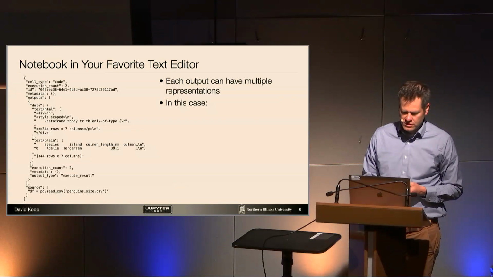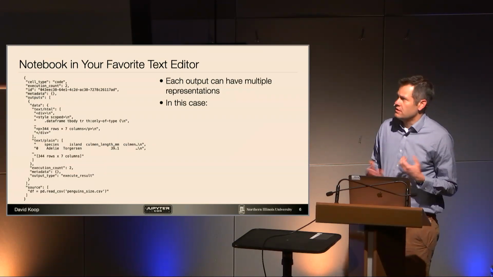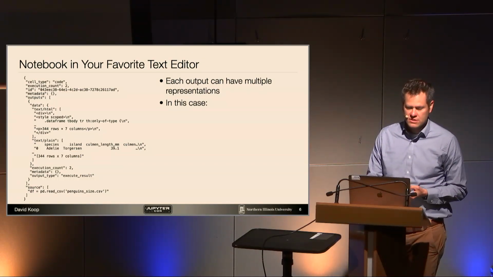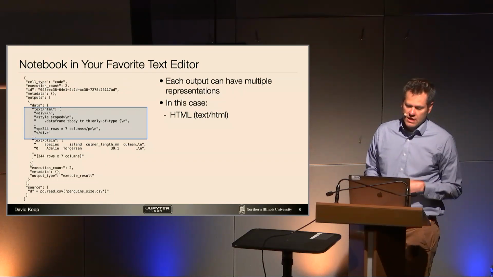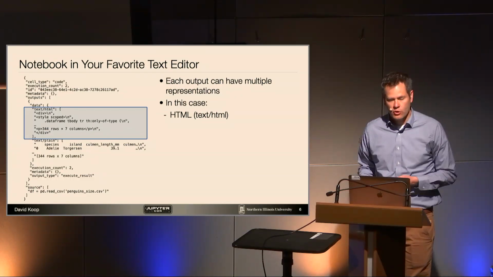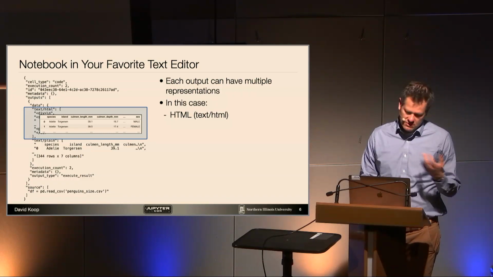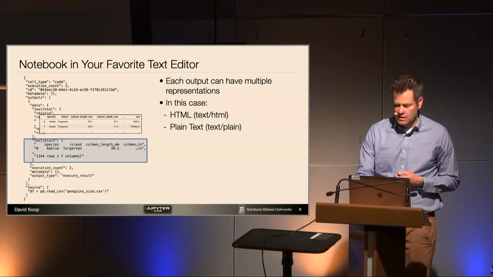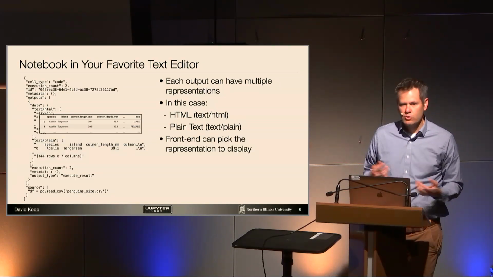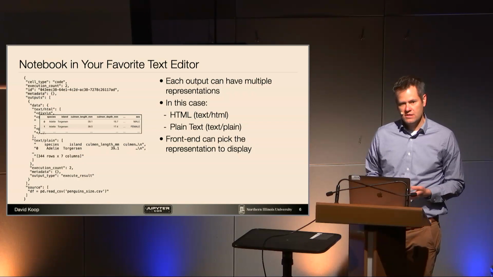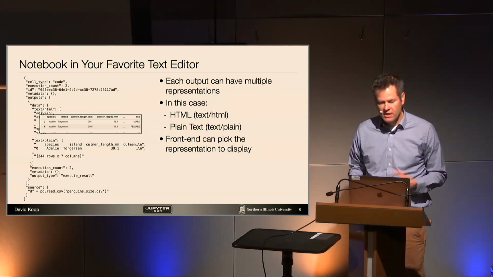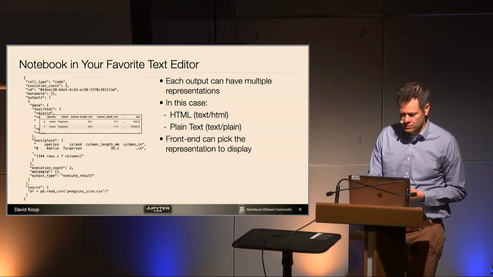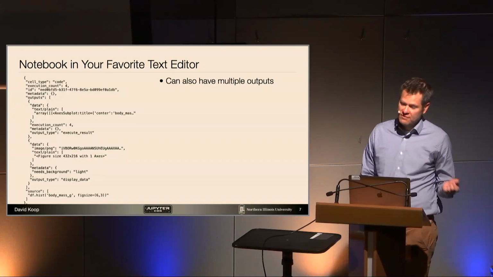Now, things get a little more interesting when you look at a cell like the pandas table. In this case, we actually have multiple representations of the data. We have an HTML representation, that's what we saw in the notebook, but there's also a plain text representation. Depending on the front end, it can pick which representation it wants to display. A display that's not capable of showing HTML or a particular type of MIME type can choose a different MIME type potentially to display. But we can also have multiple outputs.